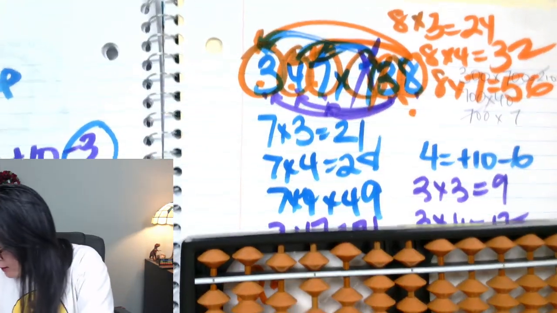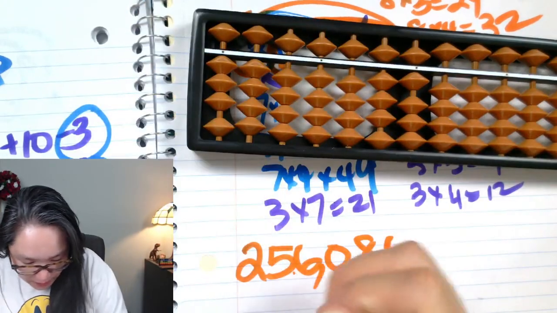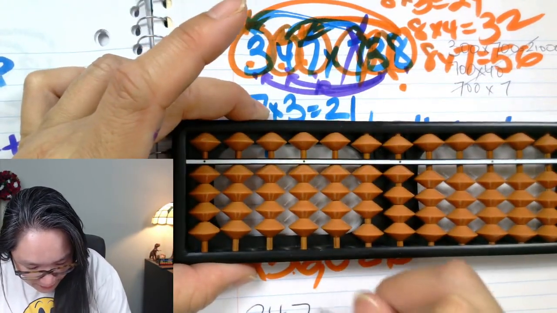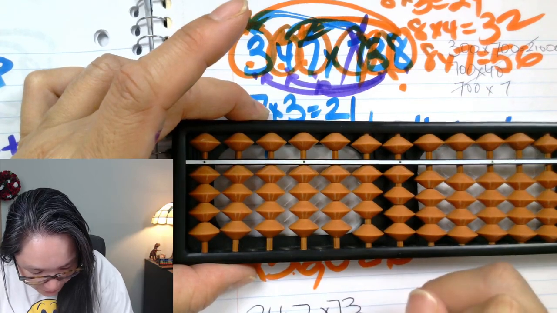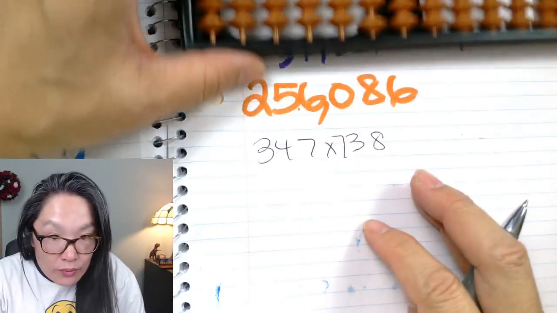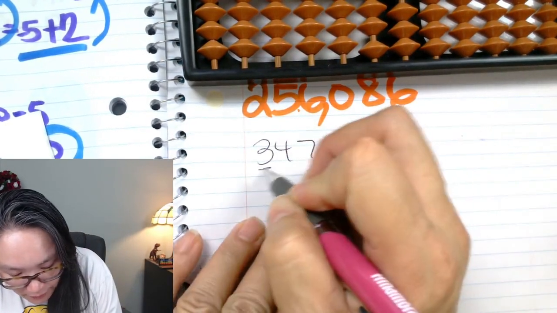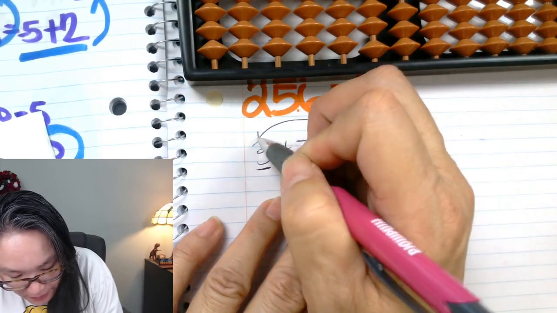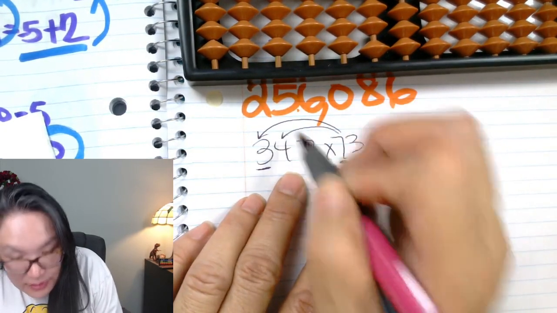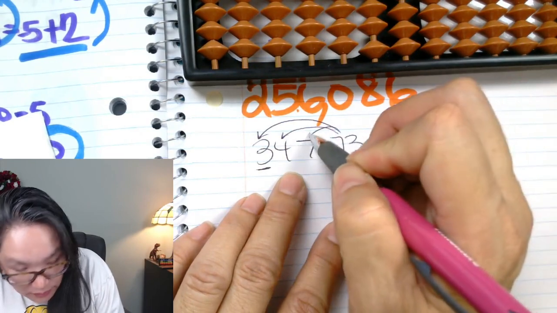So let me rewrite it. All right. 3, 4, 7 times that by 738. So when we do it, we always go from left first. So we go left, and then we move it like this. That's what we're doing. And then we do that. Does that make sense?